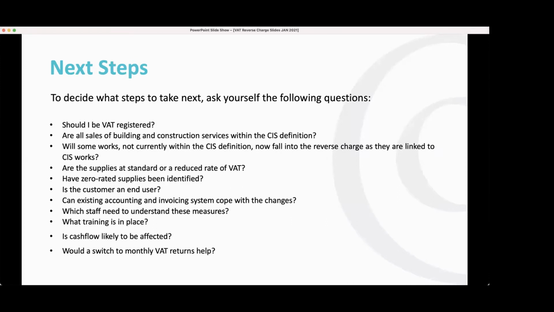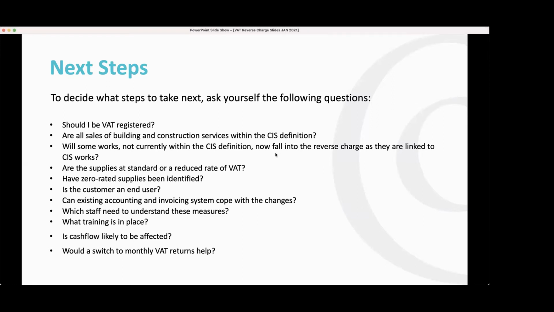To help determine how you are likely to be affected, you should ask yourself questions to see whether the new rules apply and how they may affect you, to make sure you are properly prepared. We've included some examples on the screen now for your consideration. Take the time to go over these and consider your response so you can put the right measures in place.